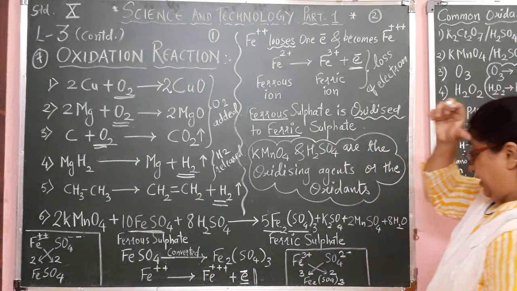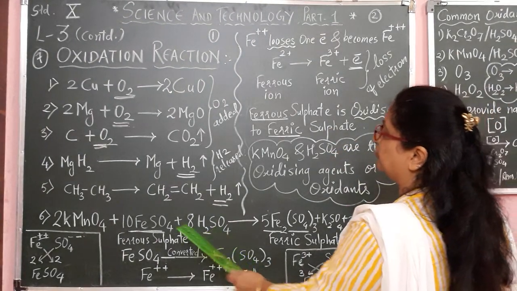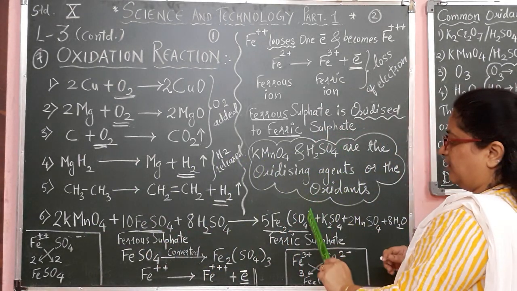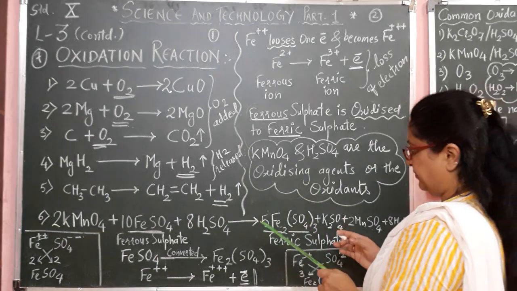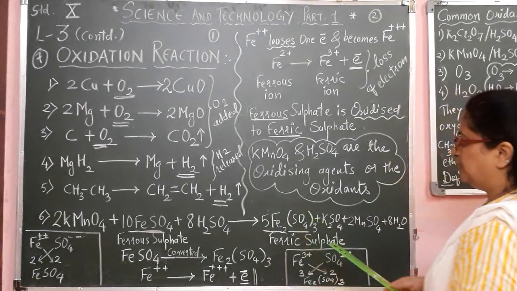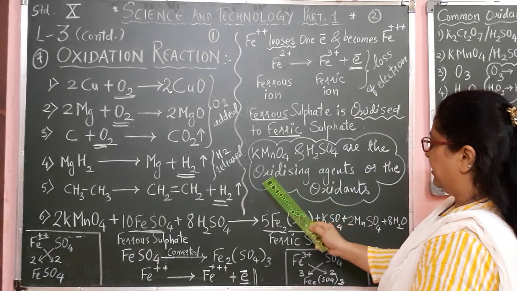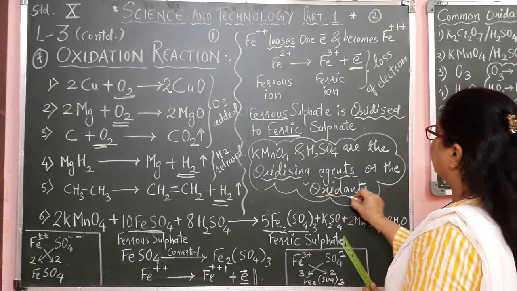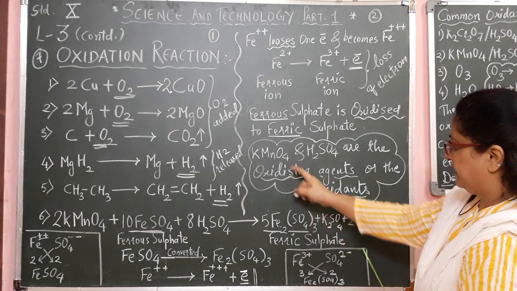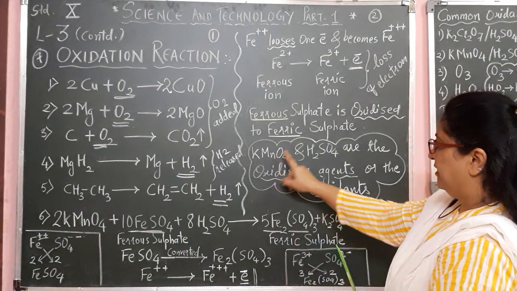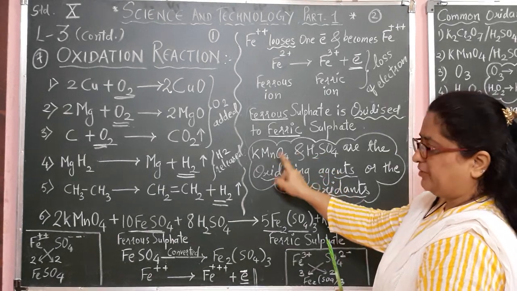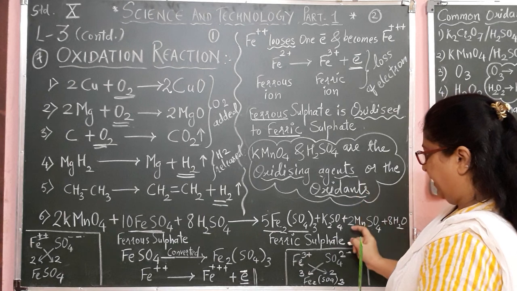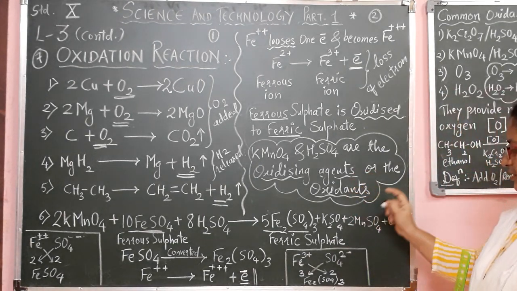Now in this, we say these substances H2SO4 and KMnO4 are such substances which cause the oxidation or which provide the oxygen which is necessary to bring about the oxidation, and those substances are called oxidizing agents or oxidants. So in this reaction, KMnO4, potassium permanganate, and H2SO4, that is acidified potassium permanganate, is acting as the oxidizing agent. They provide the oxygen for the reaction.